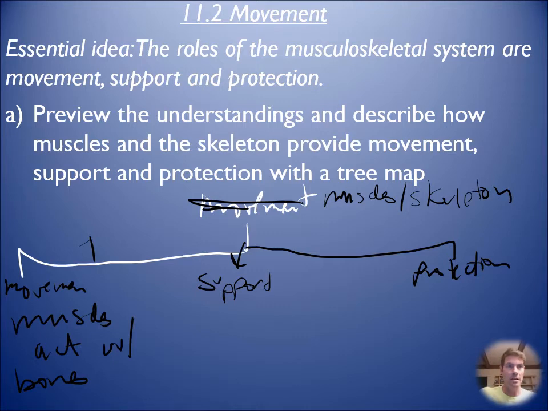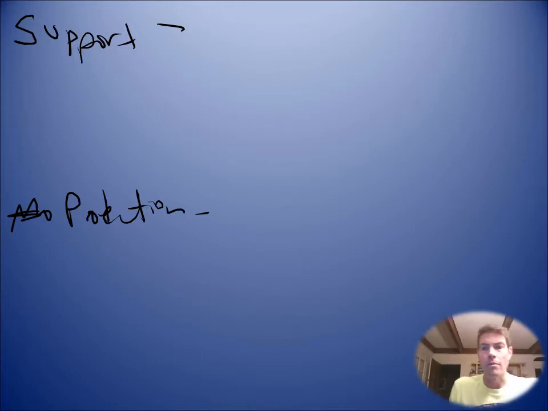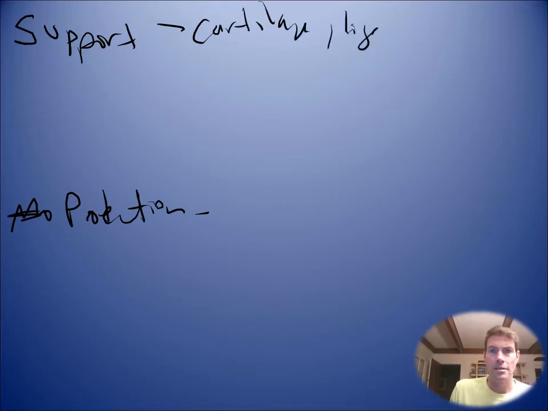Then on the support end, I think I'm going to switch to this next slide for my map. It was support, and then protection. So support would be your muscles need to be connected, so your cartilage and ligaments, and then tendons help to support your body.